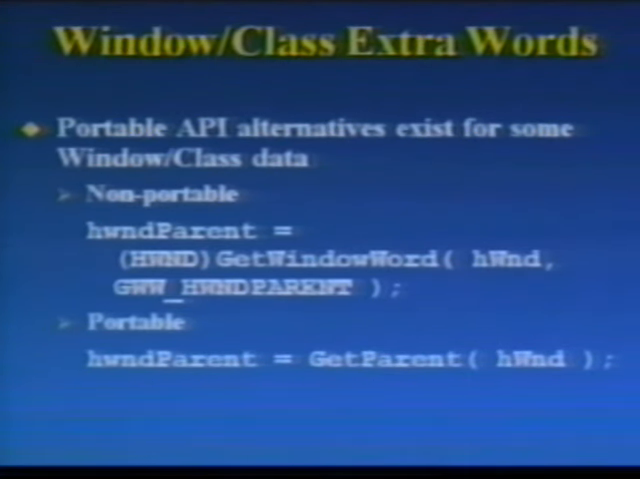Fortunately, Windows is a rich API set and sometimes has multiple ways to do the same thing. So in this particular case, there is a call of get parent that will return the parent window handle, and you don't actually have to grovel in the window words in order to get that. If you can use a named API to do the same thing, I encourage you to do so. That's much more portable and more readable.